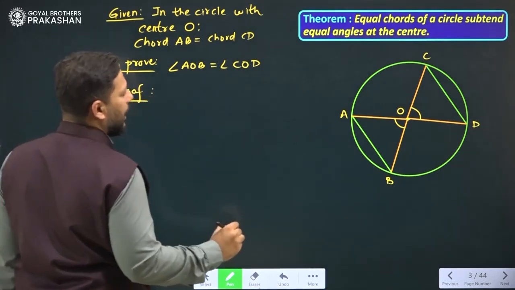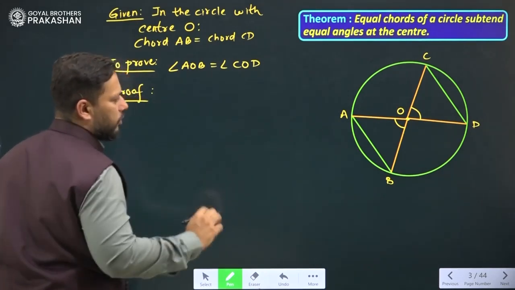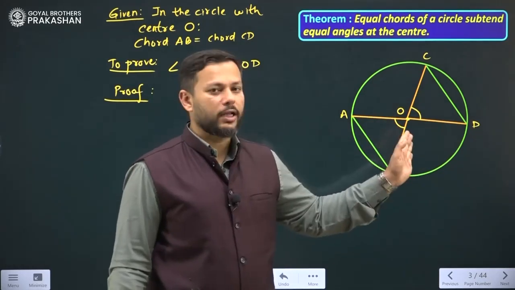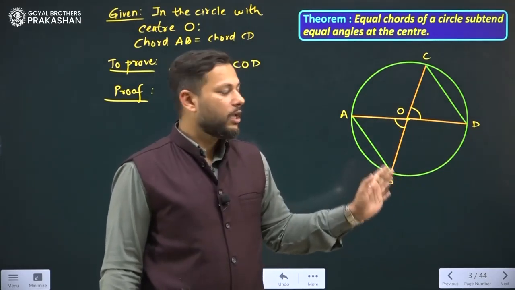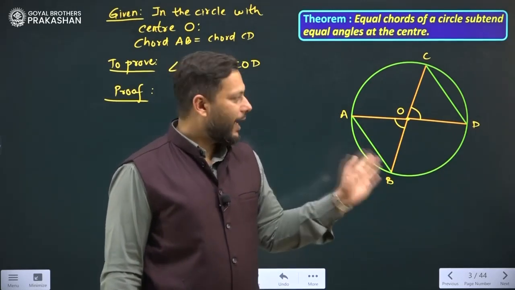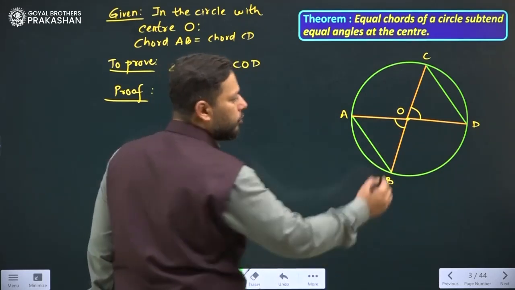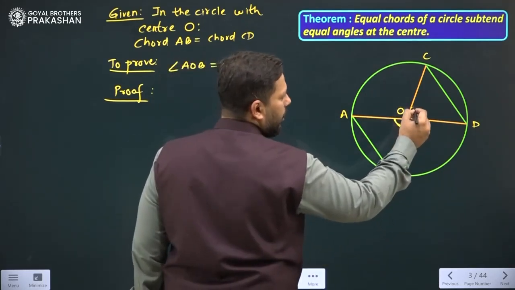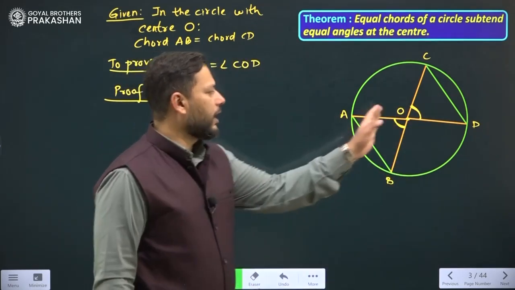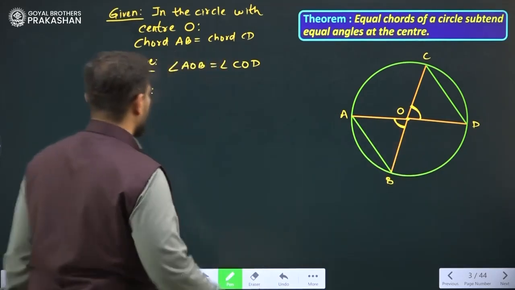So the proof starts with, if I look at it, we have two triangles in front of us. And we know that if somehow we can prove these two triangles to be congruent to each other, we will get all of its corresponding parts equal to each other. And we know that corresponding parts of the triangle will definitely include these two angles as well. So our motive is to first prove triangle AOB and COD to be congruent to each other. So let us write it.